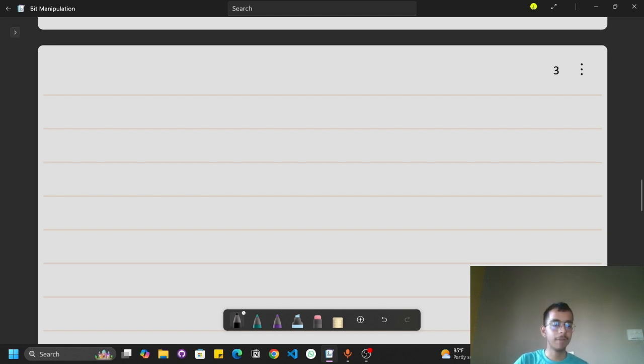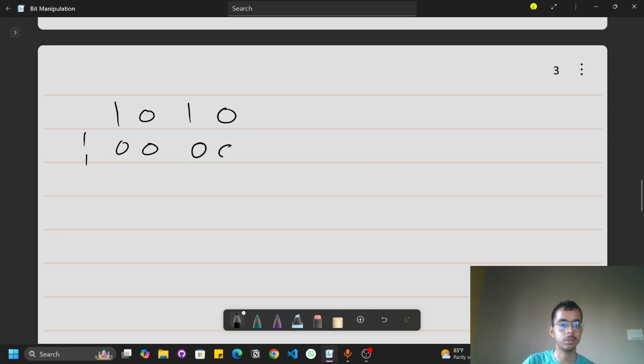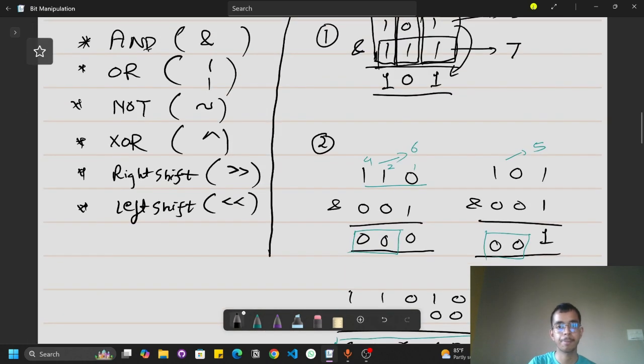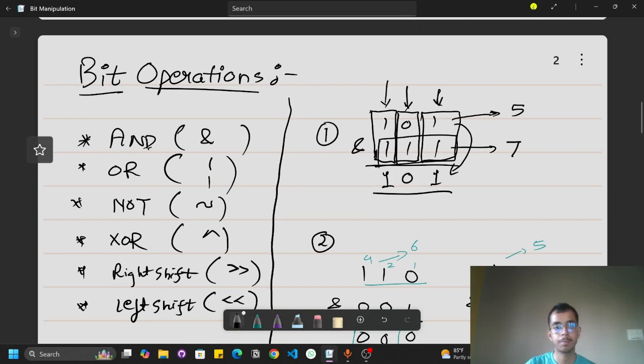So let's see for the OR. Okay, so do we have any special property with OR? Let's check. I will take this number here and I'll OR it with 0, 0, 0, 0. Let's see what it is. So we are going to see that it's 0, it's 1, it's 0, and it's 1. So in case of OR, n OR 0 will result in n.